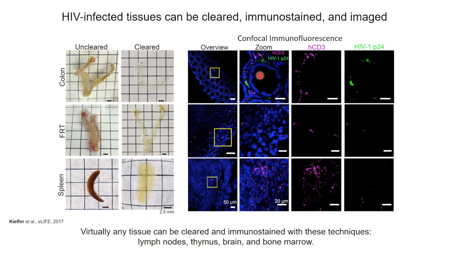And we can do this for a whole host of tissues. Basically, any tissue that we've looked at so far, including lymph nodes, thymus, brain, and bone marrow, we've been able to use these methodologies. So they're highly translatable, and I think that's something that's really important. And as you'll see, we've done this in non-human primate samples, and we've also begun to do this in human patient samples. So it's really nice when a technique works with a broad variety of sample types.